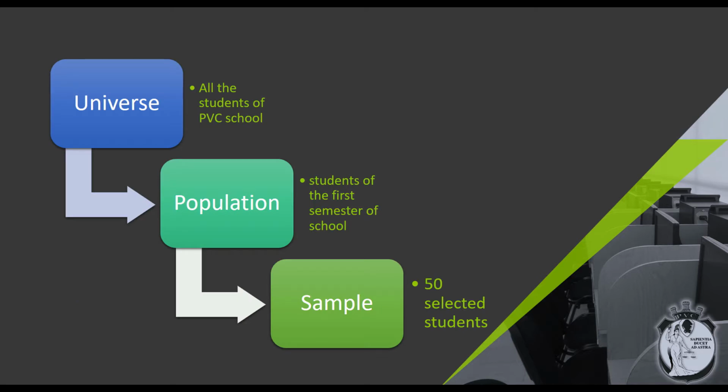This is an example here. The universe is all the students of the PVC. The population is the students of the first semester of the school, and the sample is 50 selected students. You will work with only that data. It's so hard to analyze or collect all the population data, and even harder if you had to analyze the universe.